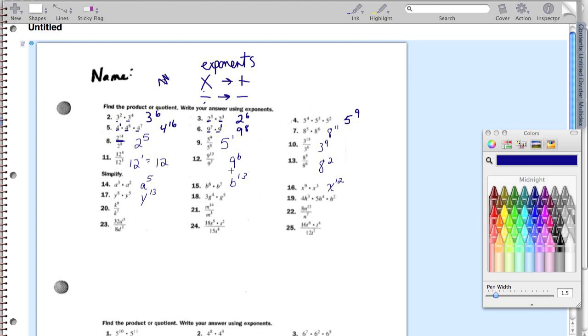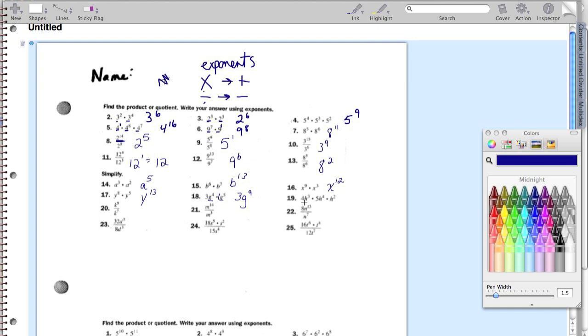Number 18, I have this 3 that's hanging out here, but my base is actually only G. That 3 is a coefficient, so we can look at that later. First, take care of what we know. So we're going to get G to the 9th because we're going to add 4 plus 5. And then come back and you can multiply your coefficients just like normal because they're not connected to the exponent, they're separated. So 3 times 1 is 3, so your final answer is 3G to the 9th.